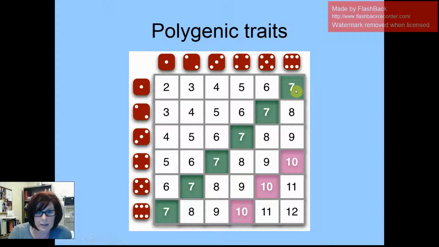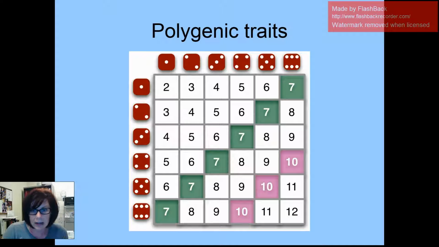Okay, so look at a 7. You can get a 7 six different ways, but you can only get a sum of 2 one way. You have to roll a 1 and a 1. Or a sum of 12, you can only get that one way. You have to get a 6 and a 6.